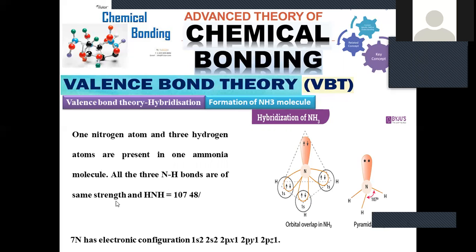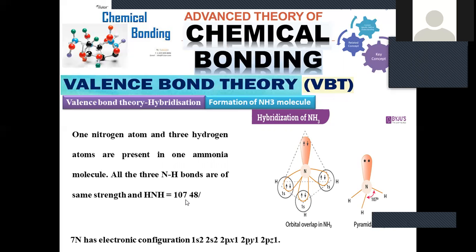All 3 N-H bonds have a bond angle of 107 degrees 48 minutes. In general, when any molecule participates in sp3 hybridization, it should produce a 109 degree bond angle. Instead, in ammonia there is a certain distortion, a certain contraction in the bond angle. Instead of 109, 107 is the experimental or calculated value for the ammonia molecule, with 1s2, 2s2, 2px1, 2py1, and 2pz1 electronic configuration.